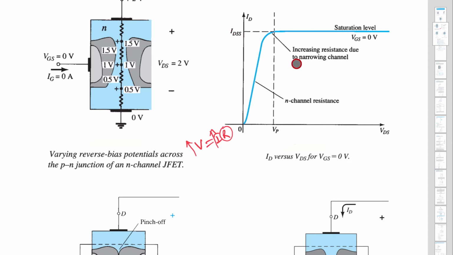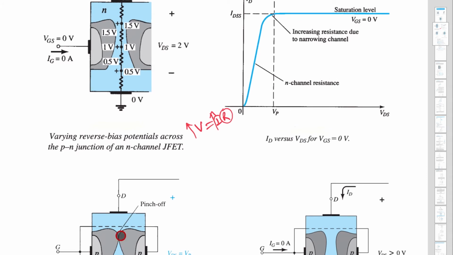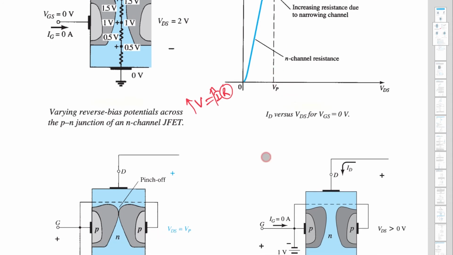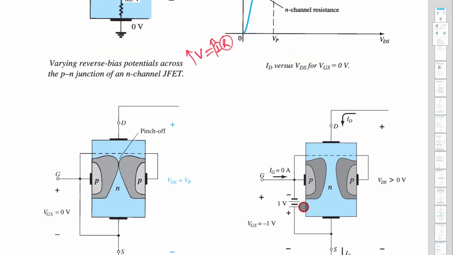So this is N channel resistance, and this is due to the narrow channel. As I said, the channel will become narrower and narrower. So at some point it will pinch off, at some value of current it will pinch off. Now what will happen if we give a negative voltage here is the case shown here.